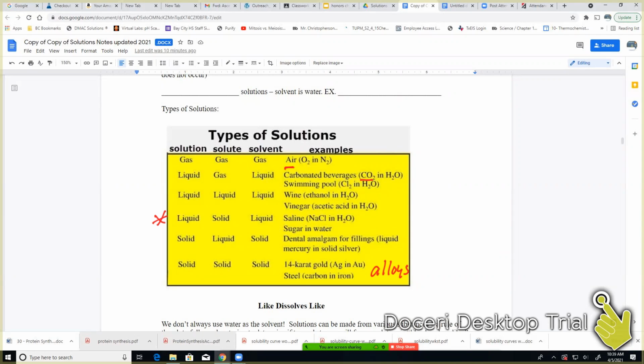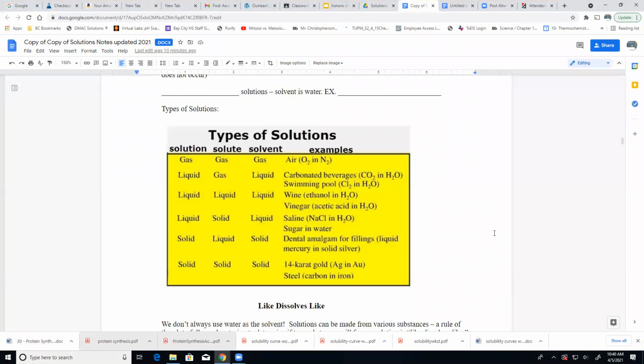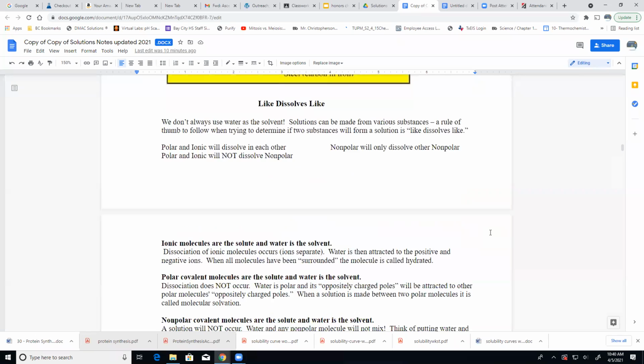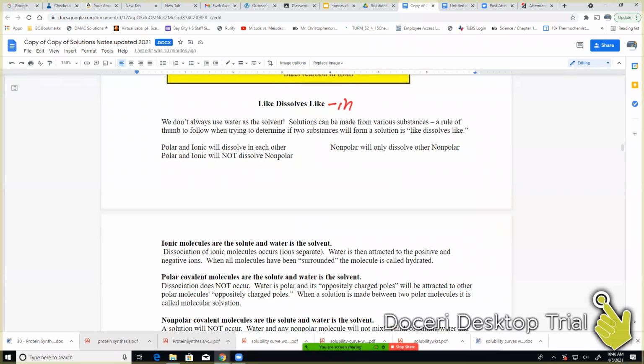Whenever we're talking about what will dissolve in what solvent, we're talking about the rule of like dissolves like, and that's in regard to polarity. If something is polar, it's going to dissolve something that is polar. If something is nonpolar, it's going to dissolve something that is nonpolar.